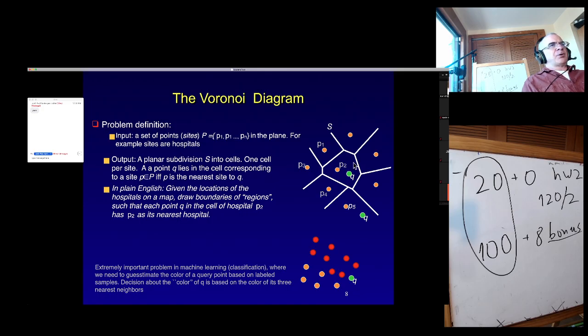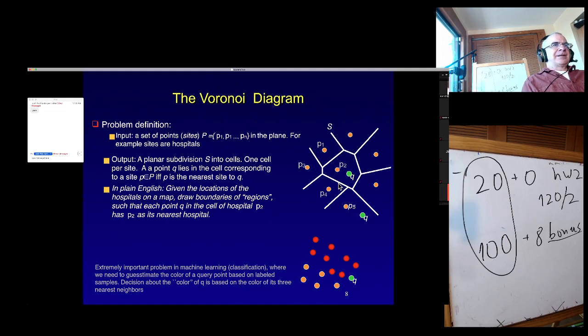And what is the importance of these cells? Well, a point Q will lie in the cell of some hospital P. Remember, P are the hospitals. What does it mean that Q lies in the cell of P2? It is because out of all the hospitals, P2 is the nearest hospital to Q.